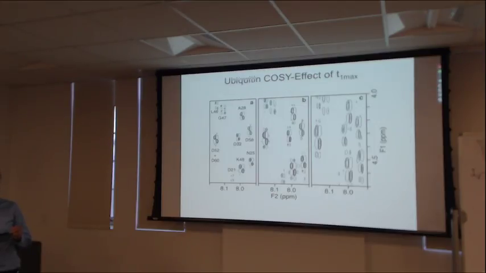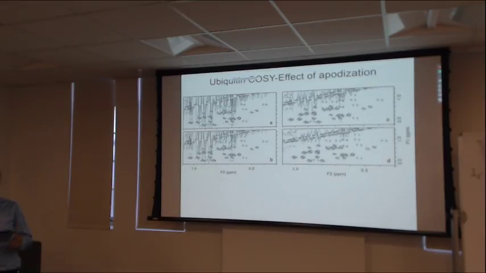Here's a picture of the effect of the dispersive tails. Now I'm looking up close near the diagonal, and you can see the dispersive tails coming off and interfering with my ability to look at these cross peaks. What's done in these other panels is to change the window function.